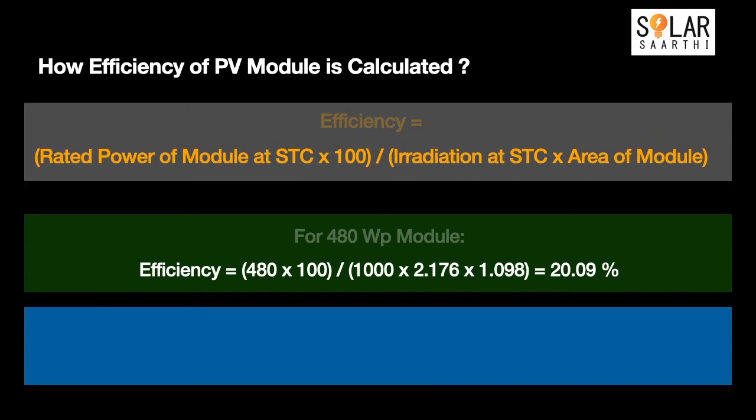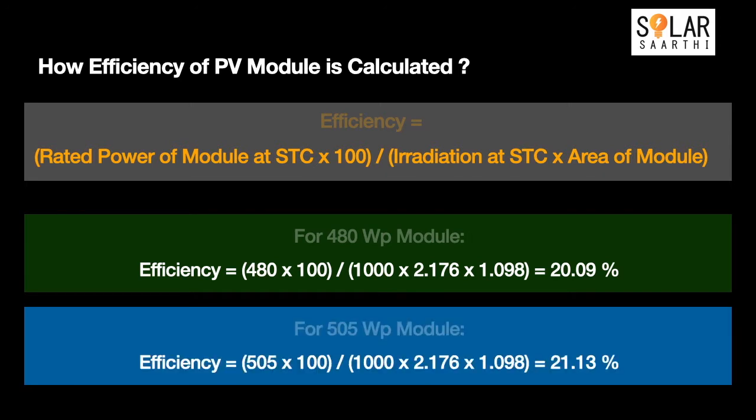Similarly, we'll calculate the efficiency for the 505 watt peak module, again putting the values in the formula. Efficiency is equal to 505 multiplied by 100, divided by 1000 multiplied by the module area. So in this case the efficiency comes out to be 21.13%. That is what we have seen in the data sheet also.